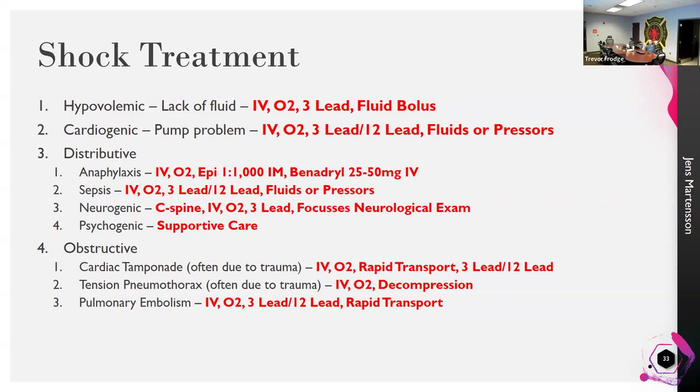Is he septic? Potentially. Very likely. We could take a temp on him, but his history that he was sick 2 weeks ago and he's been taking antibiotics kind of leads us down the path of maybe it's sepsis, but likely not. Is he neurogenic? No, right? He hasn't fallen off a building. He hasn't fallen 4 stories and broken his back.